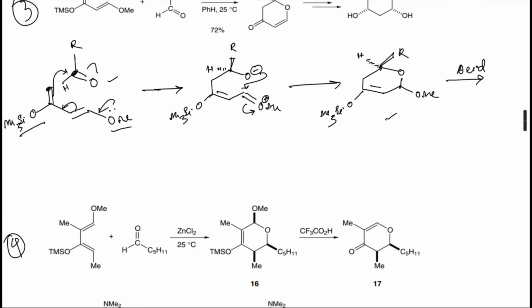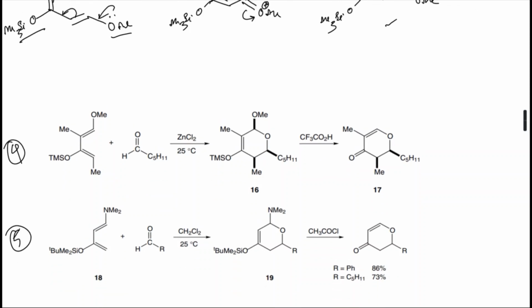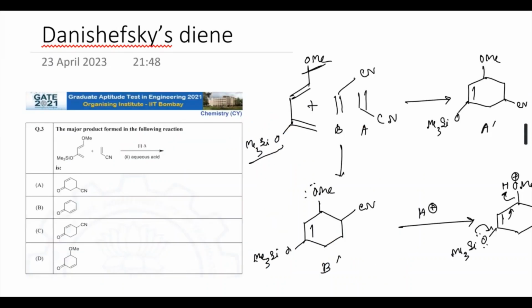Now there are another two examples here, you can see there. Now I will come to an example with Danishefsky's diene, which came in GATE 2021. What is the major product formed in the following reaction?